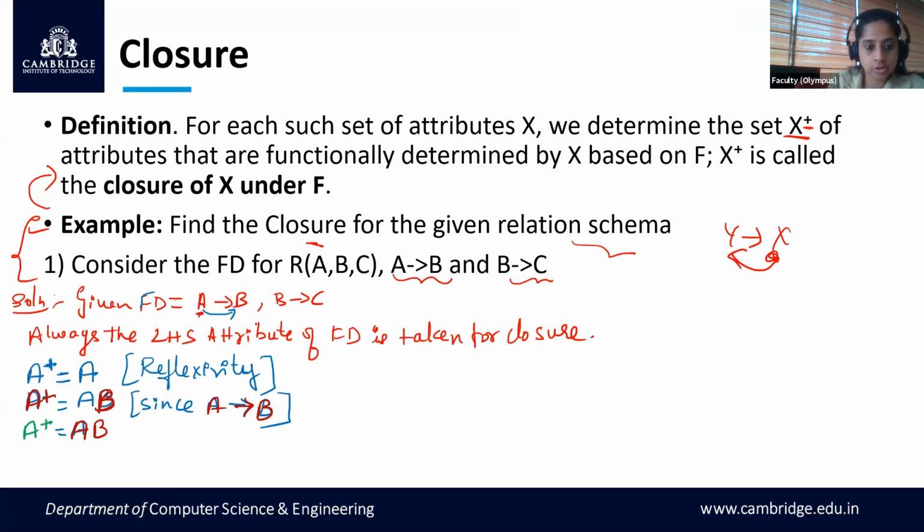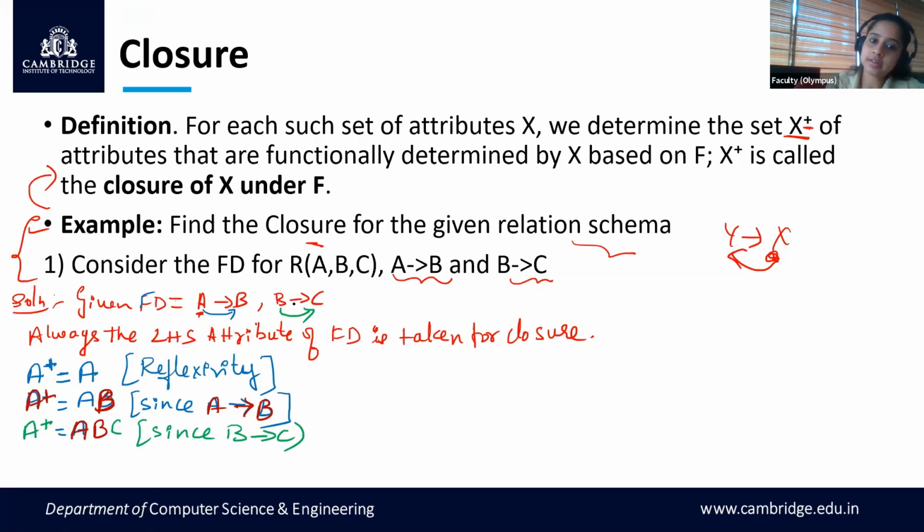My new A closure is AB, an old one from A plus, right? What is a new one? B. A derives B, done. I have a B here. See, B derives what? C. So I can write this since B derives C. So that means A closure can derive A, B and C.